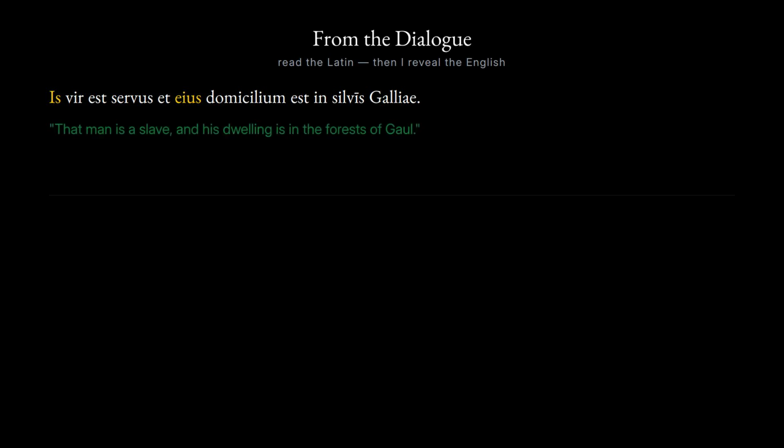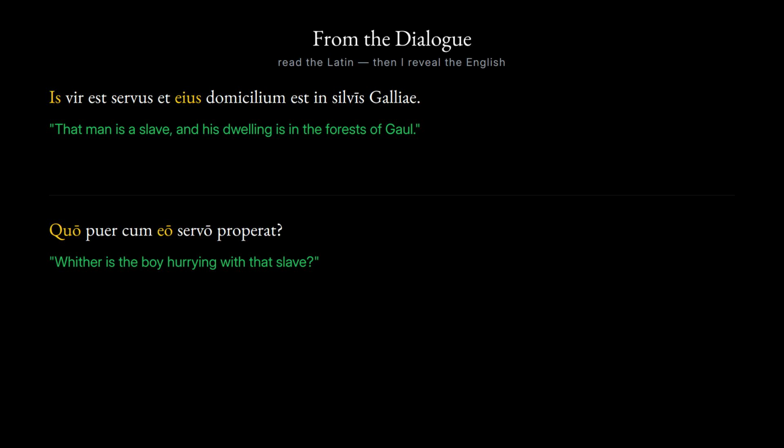Is vir est servus et eius domicilium est in silvis Galliae. That man is a slave, and his dwelling is in the forest of Gaul. Notice this genitive for his because the home belongs to the slave, not to the speaker. One more. Quo puer cum eo servo properat? Whither is the boy hurrying with that slave?